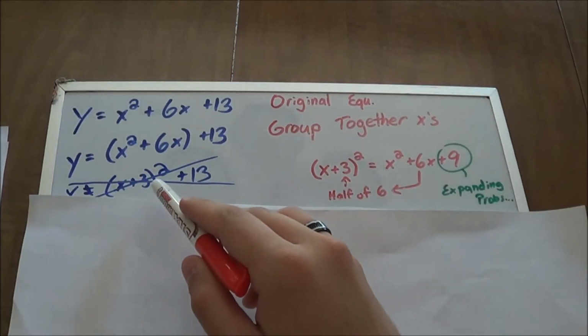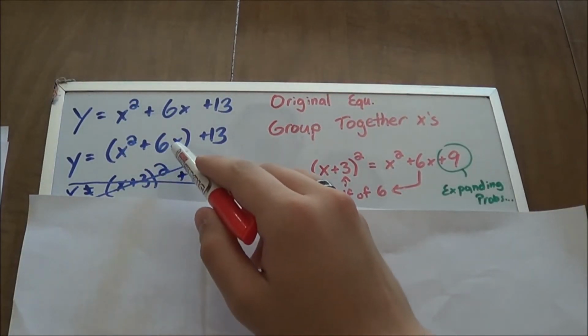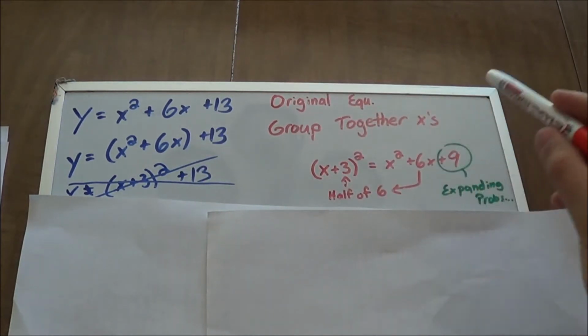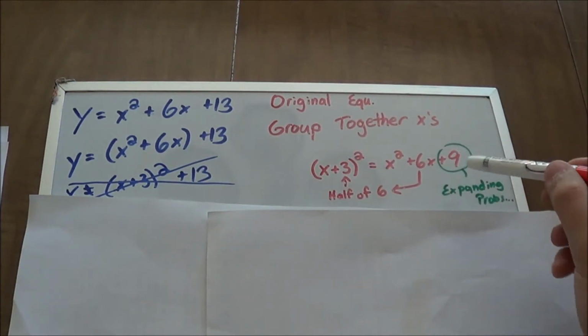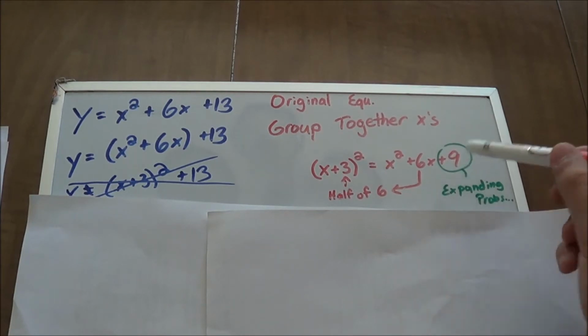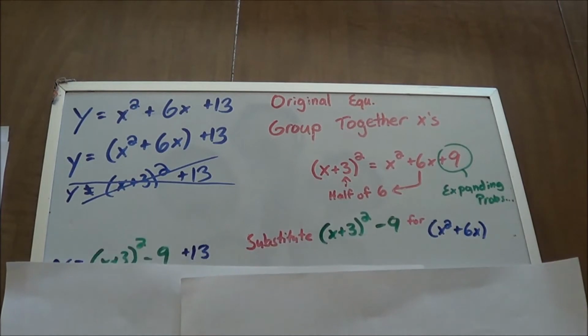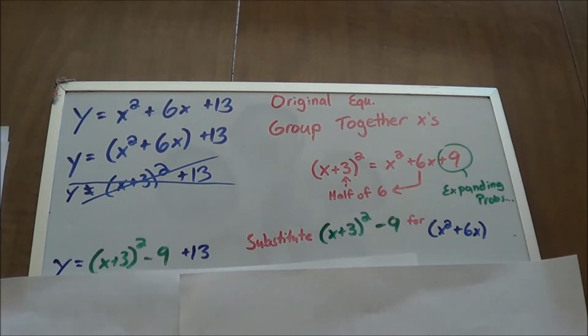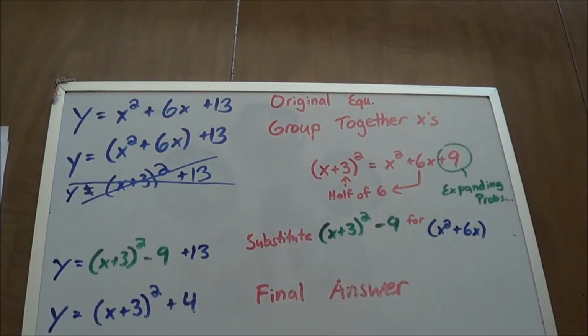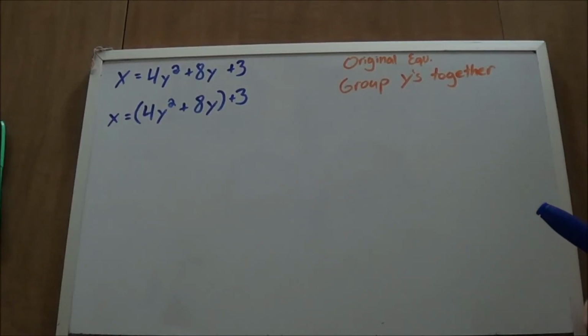Unfortunately, (x plus 3) squared isn't just x squared plus 6x. It's x squared plus 6x plus 9, because you remember when you expand it, you also have the 3 squared added to it. Since you accidentally added 9 too many with your (x plus 3) squared, you're going to have to subtract it from the 13 on the outside. 13 minus 9 is 4, so your final equation is y equals (x plus 3) squared plus 4. Look familiar? Just to make sure we cover all our bases, let's do one more.